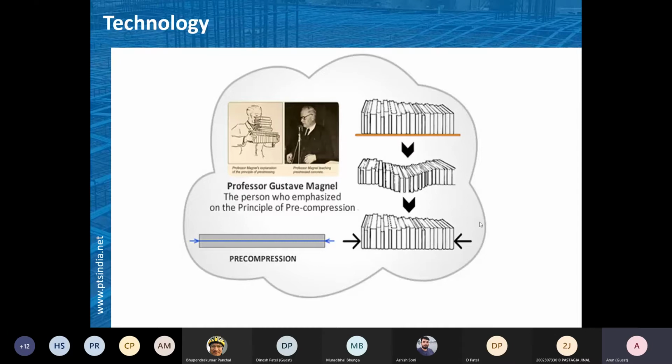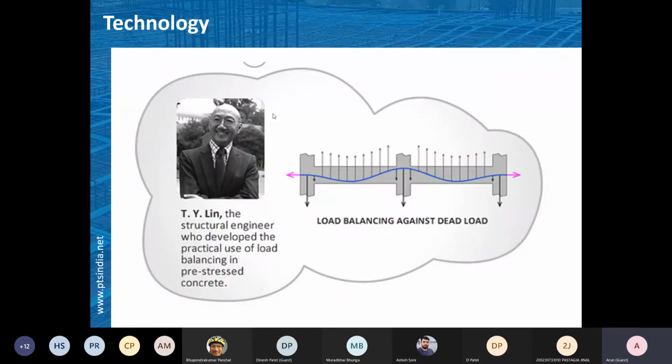You can see here in the diagram, by this example, he was able to explain this technology, and this very vital element that is known as precompression for this pre-stressing system. The other nut and bolt of this pre-stressing system was developed and discussed by Professor T. Y. Lin. He's a structural engineer actually.